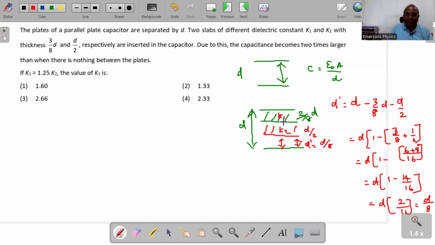When they are kept in series, the effective capacitance becomes 2C. Originally it was C; after placing all of these, the capacitance becomes 2C. What is asked is the value of K1. Now let us go one by one.